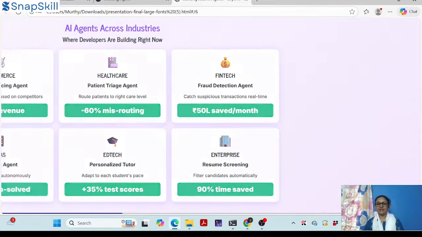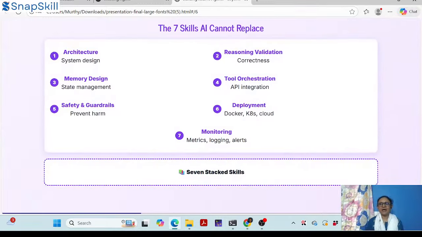Then what is the next one? If you want to develop, I am telling you that some skills are required. These are known skills only, but we are writing them in a proper order. We call this the 7 staggered skills. What are they? Architecture, memory, safety guardrails, reasoning, tool orchestration, deployment, monitoring. This is the order.